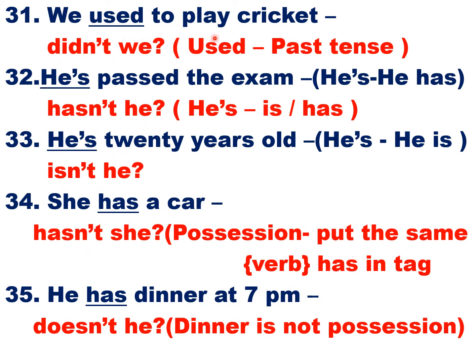We used to play cricket. This is a positive statement and the sentence is in past tense. So, did is used here. Didn't we? Negative tag, didn't we?